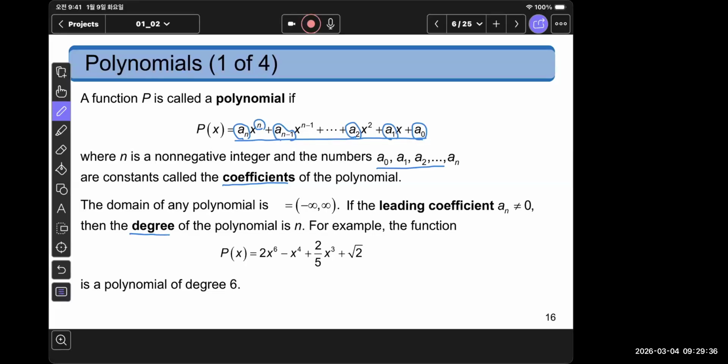So if I consider this polynomial, since 2 is the non-zero coefficient of x to the 6th, and this 6 is the largest power of x with a non-zero coefficient, this p will be a polynomial of degree 6. And in the case of a polynomial, the domain is the whole real line. Okay, there is a typo. So the whole real line will be the domain of any polynomial.